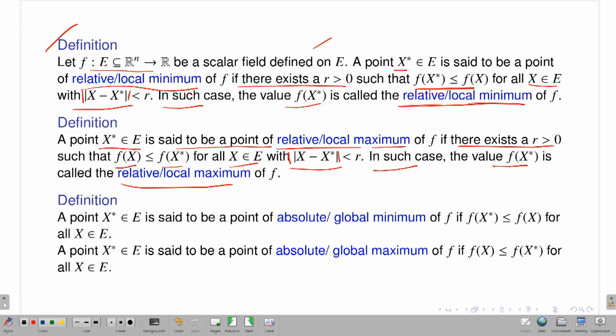This is local. Whenever I am talking about the existence of local maxima or local minima, you just consider whether there is a neighborhood such that the maximum or minimum property holds. Now, look at the definition of global.